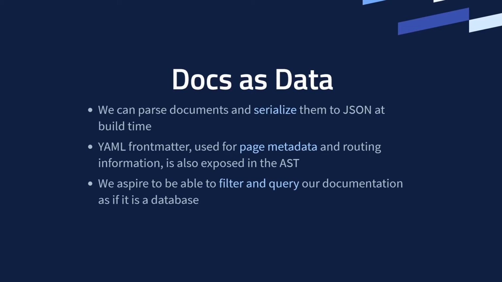So we have YAML front matter that we put in our documentation. We use that for page metadata, routing information, things of that nature. And we're also exposing that in the AST. So it goes everywhere that the content does.